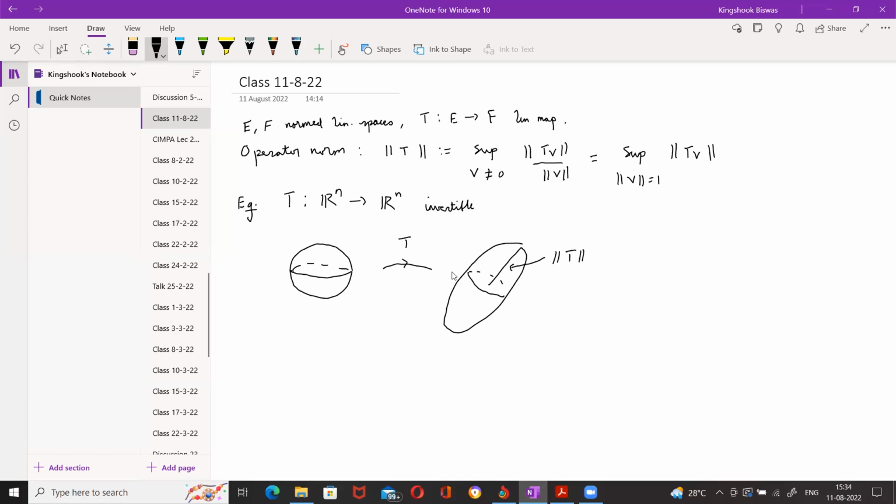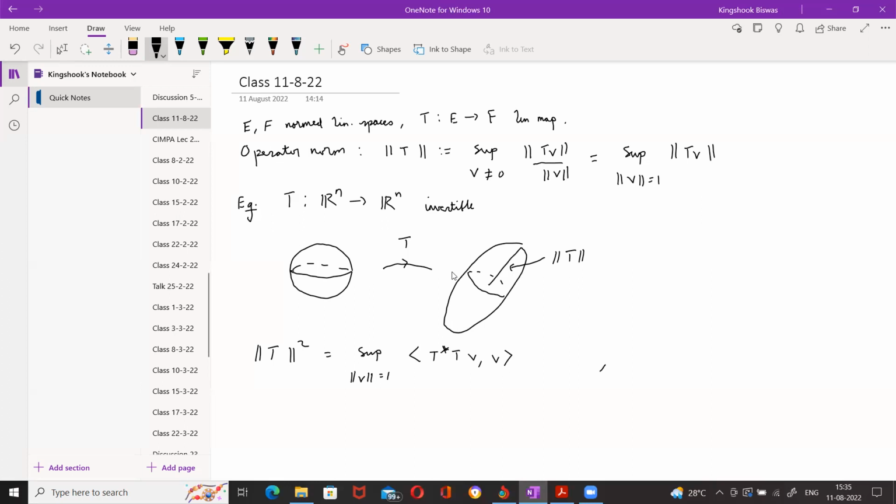How can you calculate this norm? It's quite easy. You look at norm T squared. So that's the sup over norm V equal to 1 of norm TV squared. Norm TV squared is the inner product TV, TV. So that's the same as the inner product of T star T V, V. And now T star T is a positive definite symmetric matrix. This is a quadratic form.